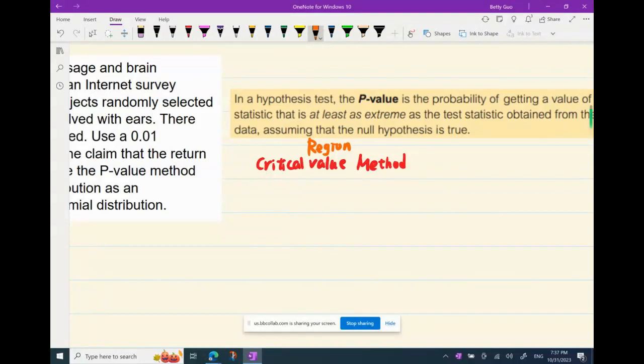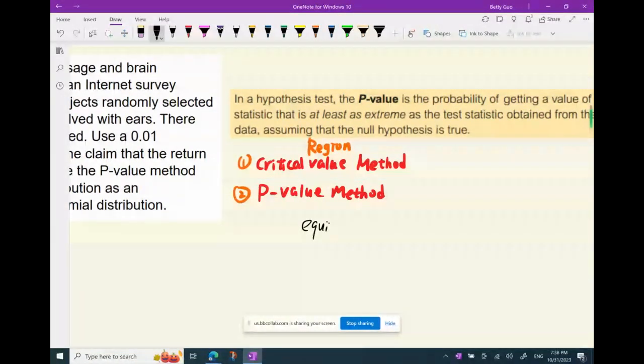This method is treated as a traditional method for hypothesis tests. The second method is called the p-value method. And those two methods are equivalent. When we say two methods are equivalent, we mean the two methods would always give us the same result. Yes, the two methods are equivalent.